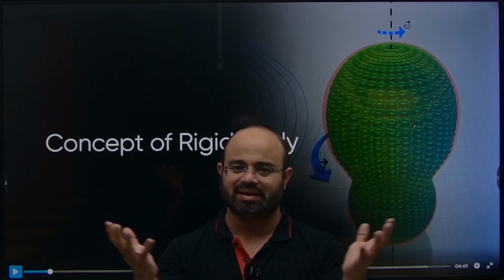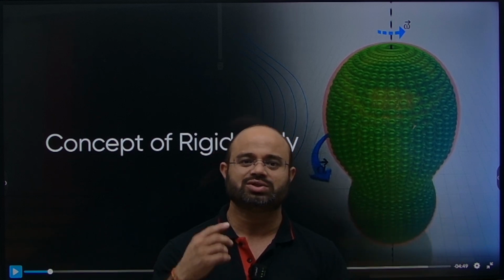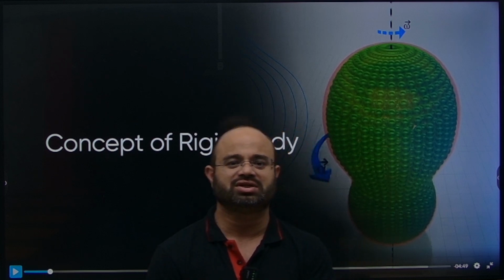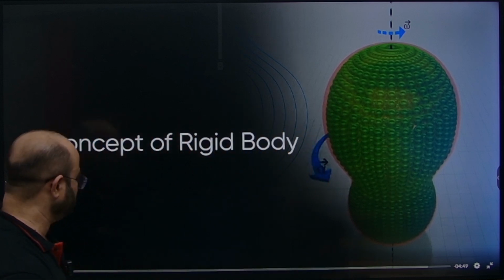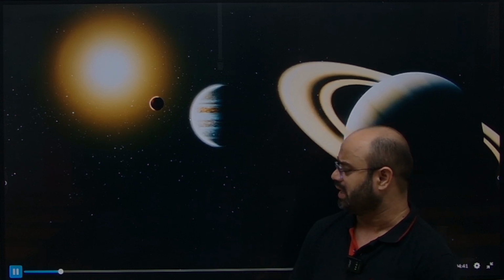But if bigger bodies are not only moving in a straight line but also rotating, or have a different kind of motion, then we have to understand the meaning of the term body. So what is a body? A collection of many particles is called a body. So we have to understand the concept of a rigid body.